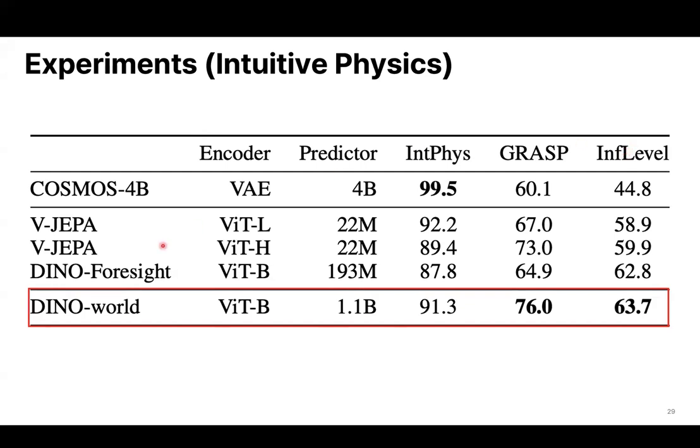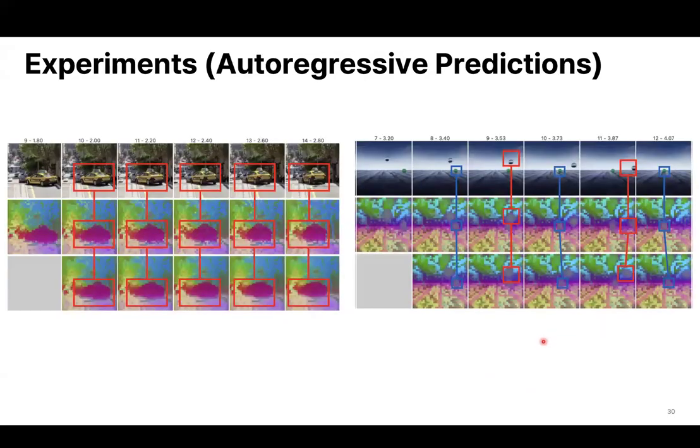Looking at the results, the Cosmos achieved the highest score in some metrics, meanwhile, DINO-World achieves strong and balanced performance on both graph and input level. Here is the qualitative result of DINO-World.